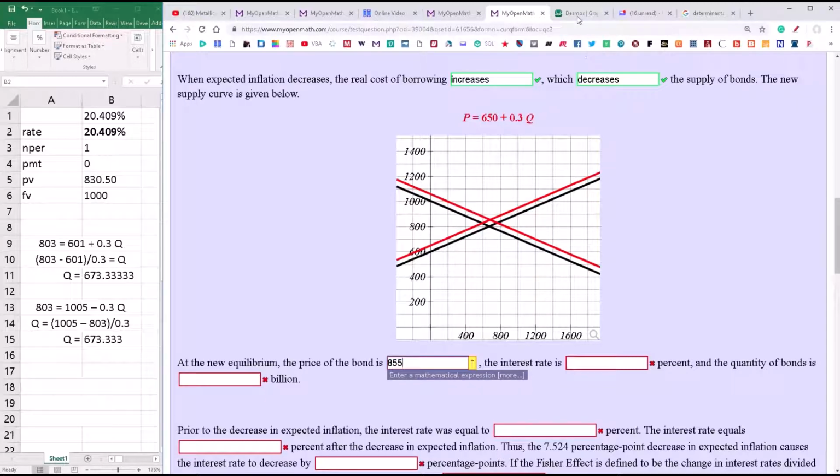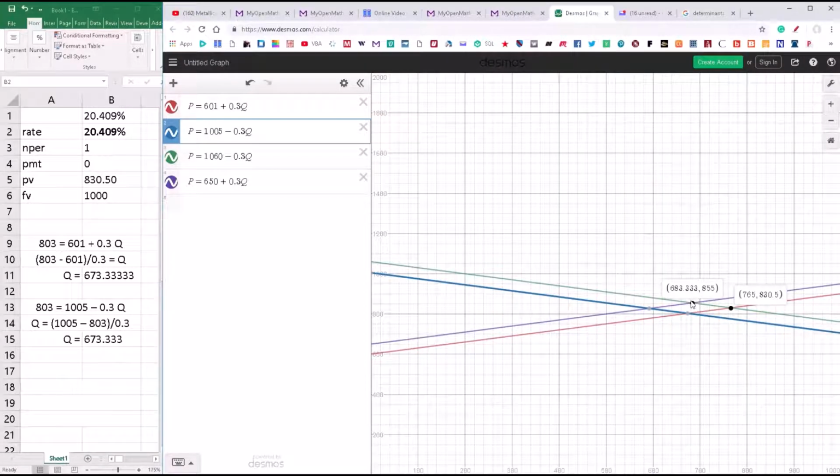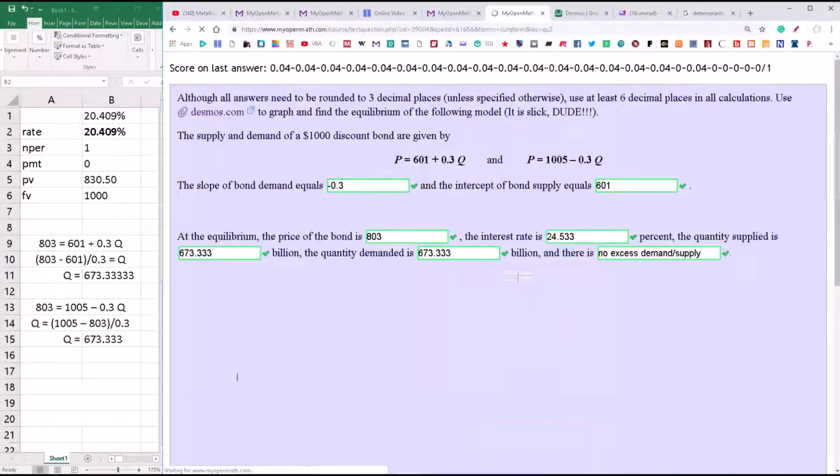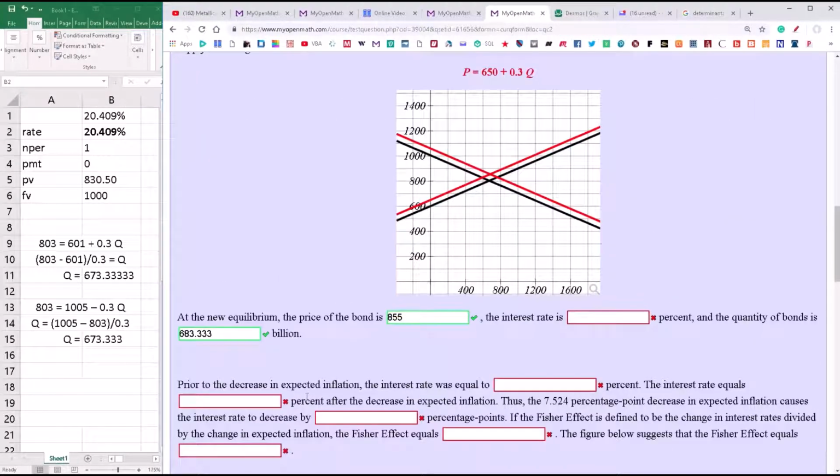And we'll have Desmos calculate the quantity. And the quantity looks like 683.333. Let me double check to make sure that's correct. Okay, good. Now going back over to Excel, we had to type in the new price, $8.55, and interest rates fell substantially to 16.959%.